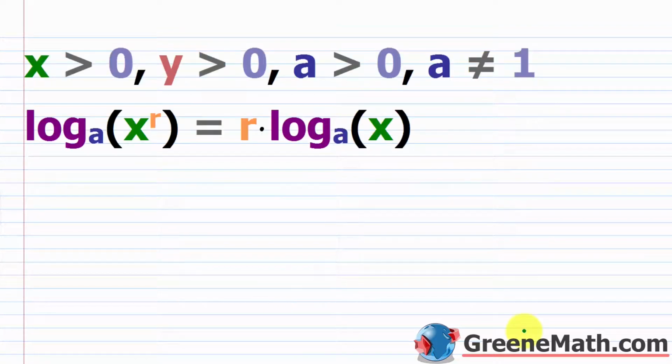All right, the last one I'm going to cover today, and there are more properties, but I'm going to do them in the next video. Again, x is greater than 0, y is greater than 0, a is greater than 0, and a is not equal to 1, and r is going to be any real number. This one is where log base a of x to the power of r is equal to r times log base a of x. So basically what this property allows you to do is take your exponent out in front. Here it's out in front, it's just been pulled down. This is very useful for us when we're solving equations, and we'll see that in the upcoming lessons.